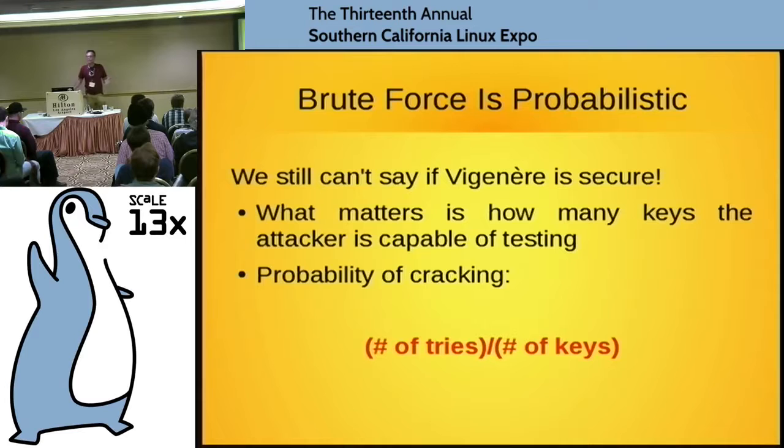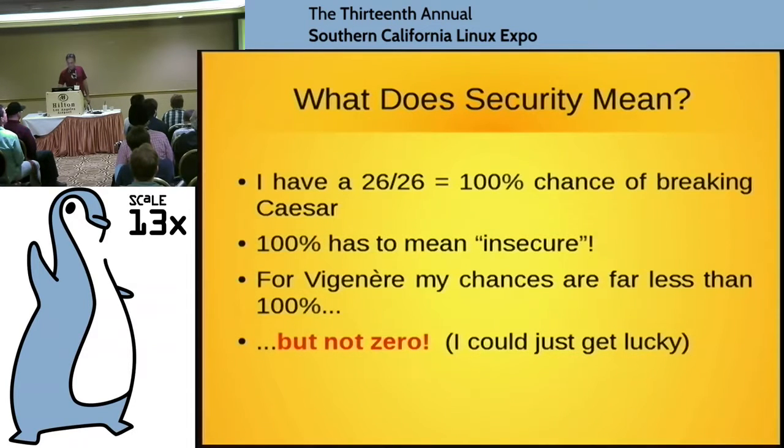What matters is how many keys I'm able to go through. And then the probability of me cracking it is very simple. It's just the number of tries I'm capable of making before I get distracted, divided by the number of keys, all right? And what does that say? Well, with the Caesar cipher, I can go through all 26. I've got a 100% chance of breaking it, right? Whatever secure means, certain compromise is not it. So we know that's insecure. For Vigenère, my chances are clearly far less than 1, but they're not 0. I could get lucky. I could get lucky on the very first try.